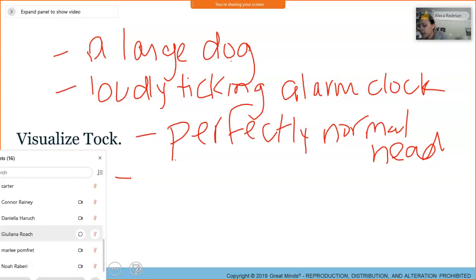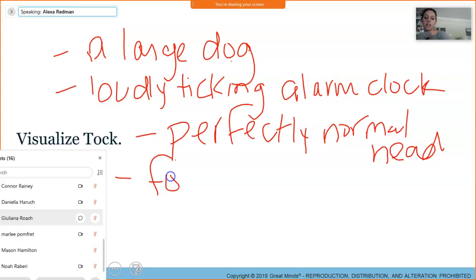So far, we have a large dog. We have a loudly ticking alarm clock. We have a perfectly normal head. What else in that paragraph describes Tock? I'm going to go to Alexa, Redmond, Connor, and then I'm going to come back to you. So go ahead, Alexa. 4 feet. Good, 4 feet.